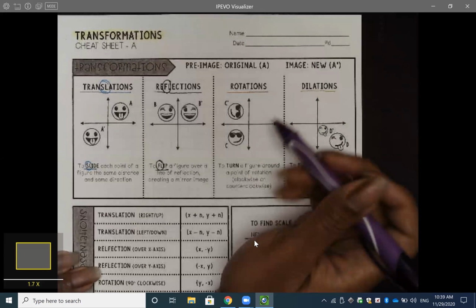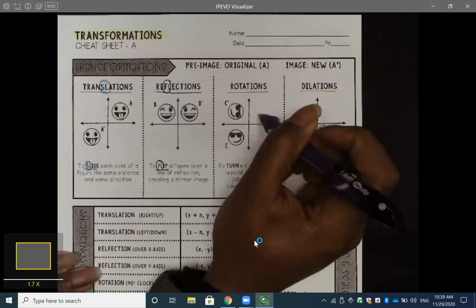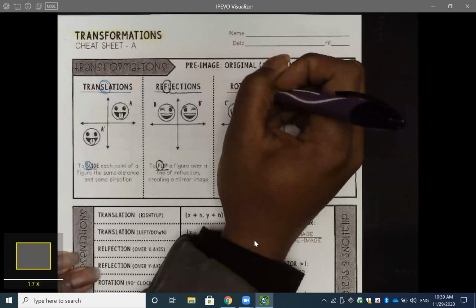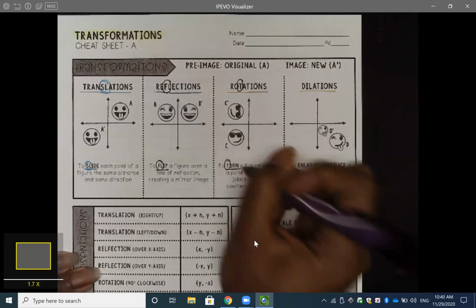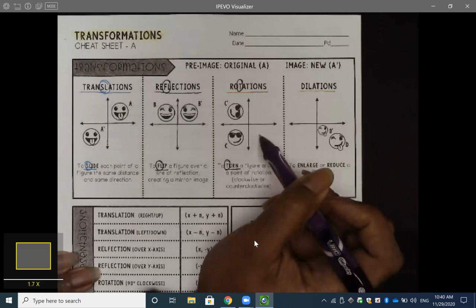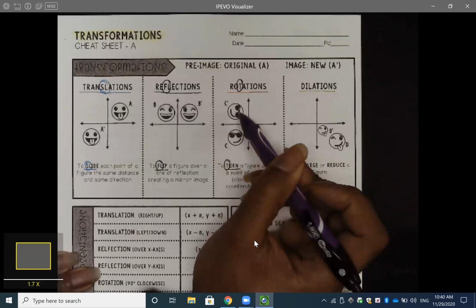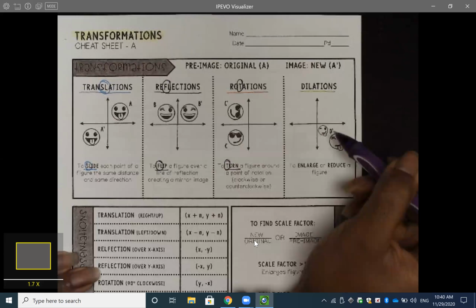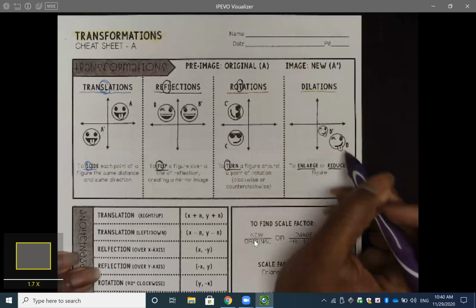Rotations take it and turn. It continues to turn around the grid. So the T in rotation tells you the T in turn. It can go 90 degrees, 180, 270, or back to 360. We rotate in 90-degree increments. And then dilations either enlarge or reduce. It makes it get bigger or it makes it get smaller.